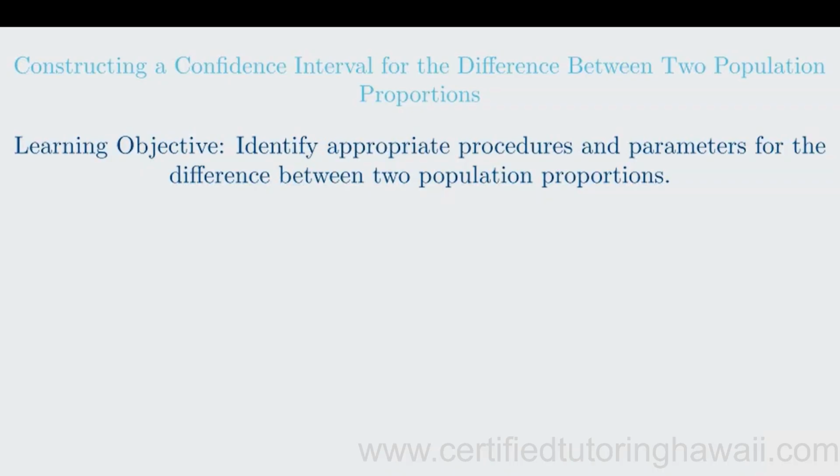When we compare two groups, say the proportion of students who prefer online homework in School A versus School B, we aren't just looking at one number. We are looking at the difference between two populations. The specific procedure we use for this is called a two-sample z-interval for a difference between population proportions. Our goal is to estimate the true difference, which we denote as P1 minus P2.